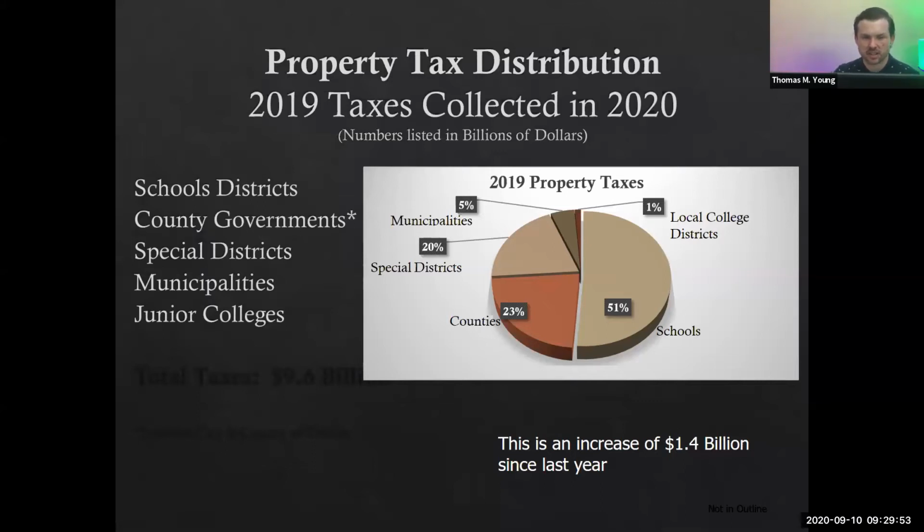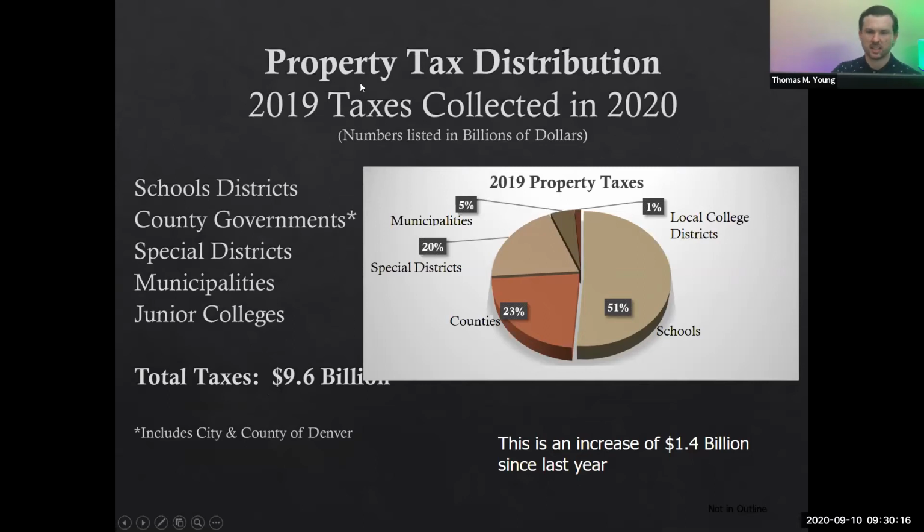Special districts, so that includes fire protection districts, pest control districts, all of those get about 20%. Cities and towns or municipalities get about 5%, and local college districts are 1%. So total taxes last year were $9.6 billion, which is an increase of $1.4 billion over the year before.